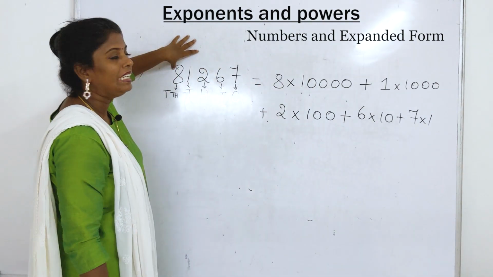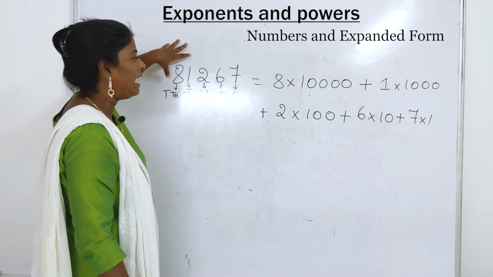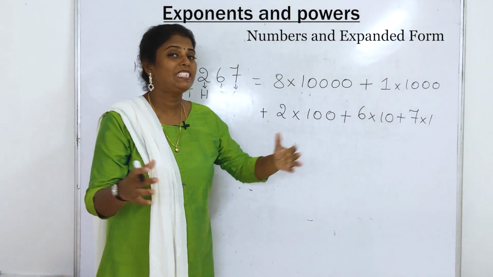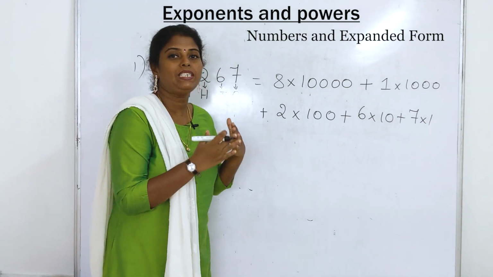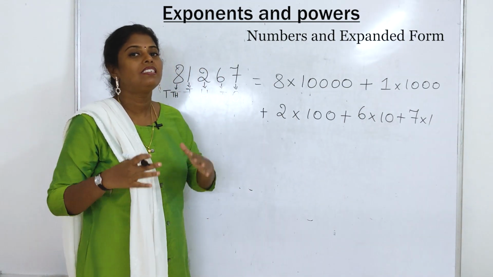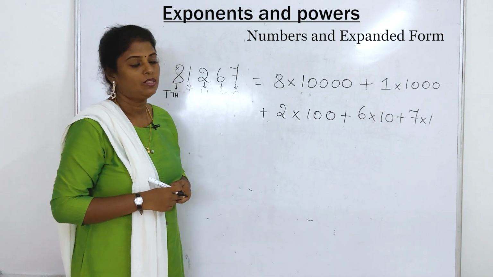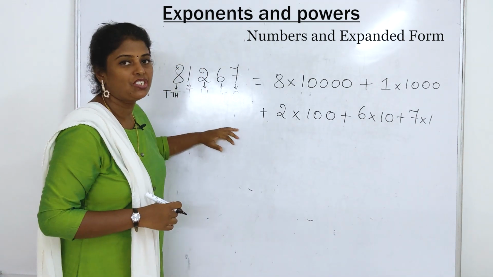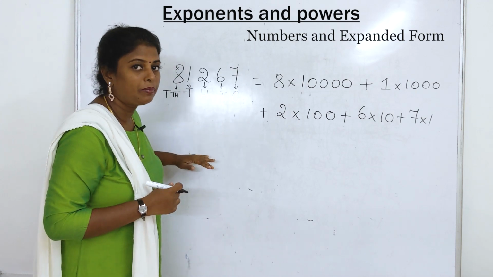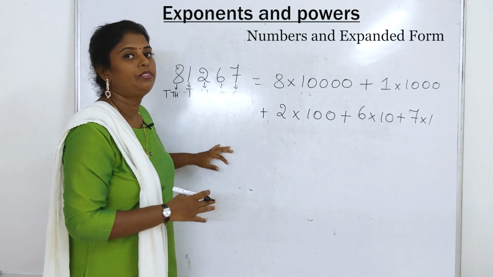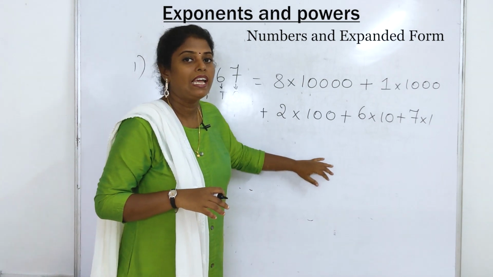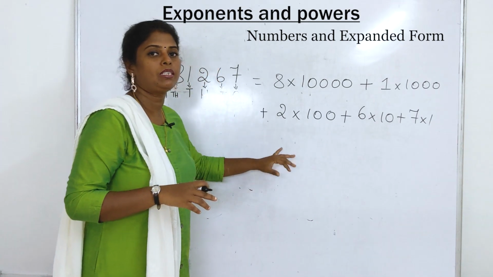So this is an integer. So you are expanding the integer number in this way. Now let's see how we expand a given decimal number. So here we expanded the given integer. The next example we are going to see is, if a decimal number is given, we are going to write it in expanded form.